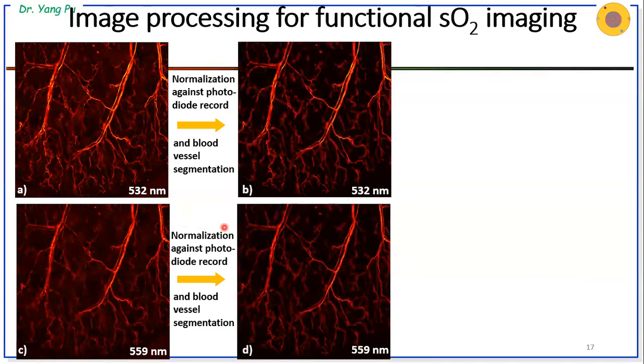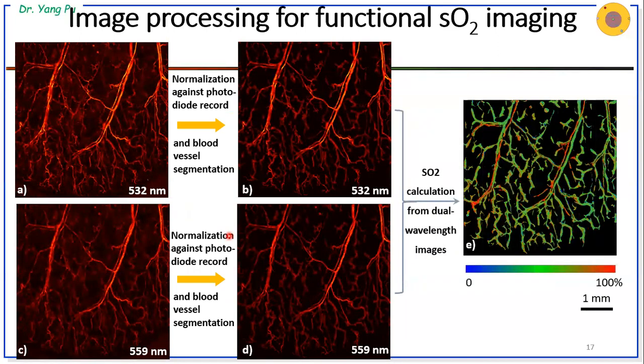The image was then normalized against the laser excitation intensity map recorded by a photodiode, so the pulse-to-pulse energy fluctuation is compensated. Then we use a Frangi filter and a global threshold to extract the vasculature from the background. After we get a pure vascular image from the two wavelengths, we can calculate SO2 pixel by pixel to get the SO2 map at different time points.